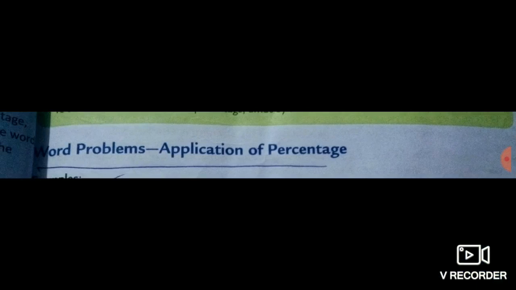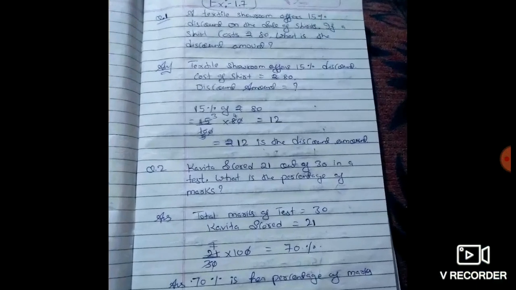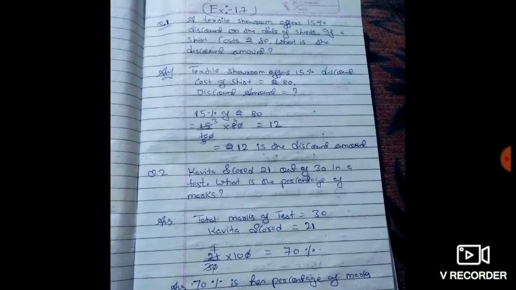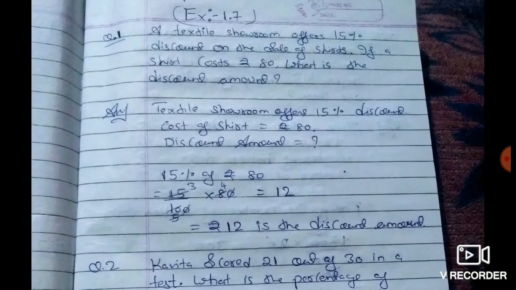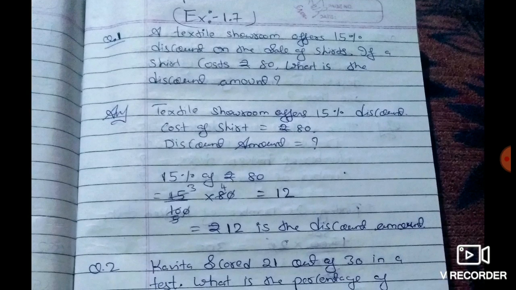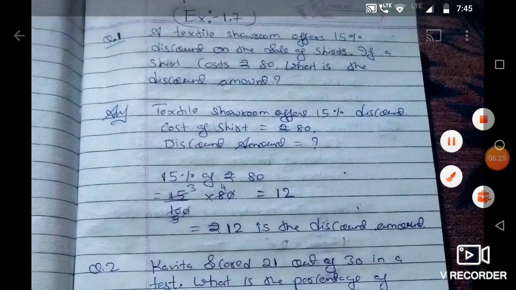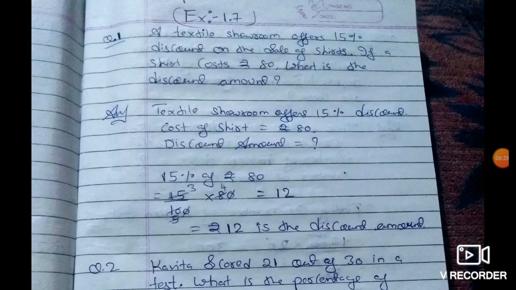Next, word problem of percentage. So here we are going to learn word problems with the percentage method. The first word problem is given: a textile showroom offers 15% discount on the sale of shirts. If a shirt costs rupees 80, what is the discount amount? So the showroom offers 15% on the 80 rupees shirt. What is the discount amount of the particular shirt?